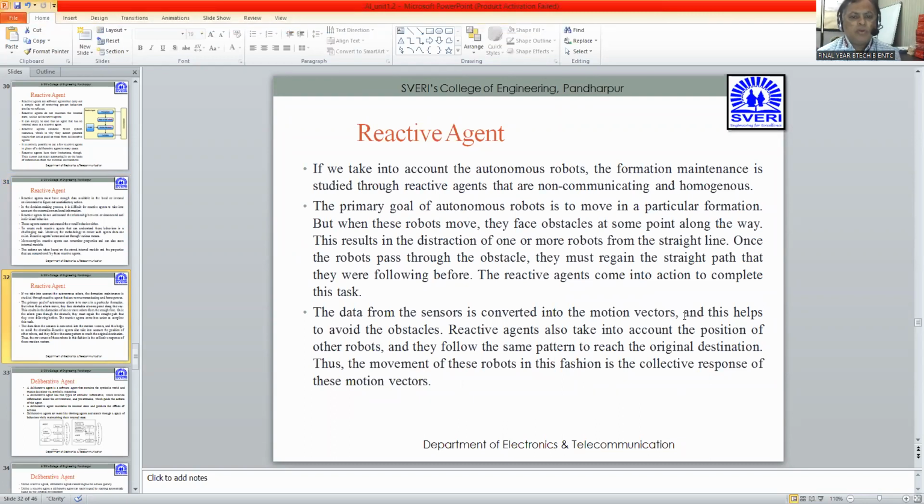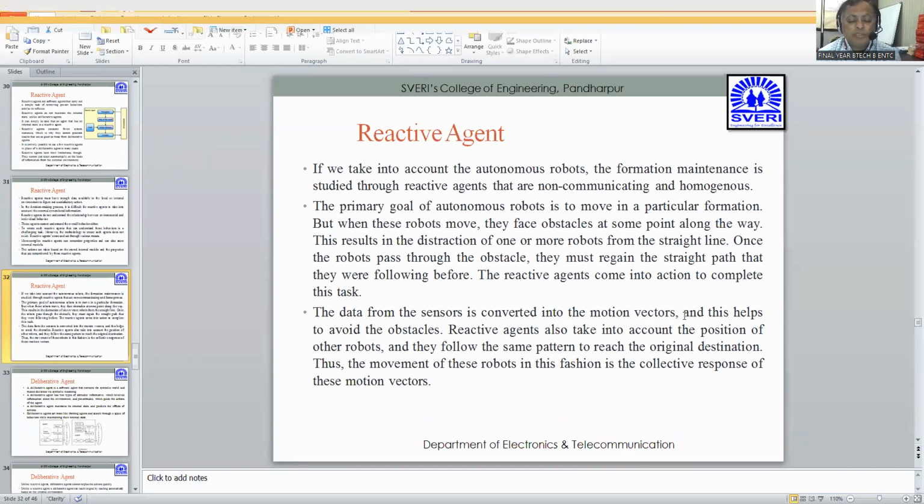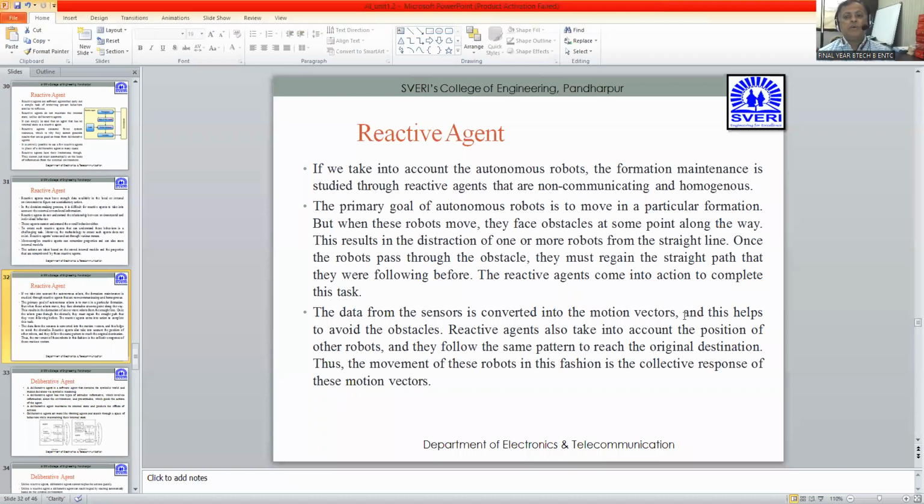If you take into account autonomous robots, the information maintenance is studied through reactive agents that are non-communicating and homogeneous. The maintenance is also studied because it becomes very necessary if there is some issue. For that I should take into consideration the autonomous robots, which do all their work by themselves. So as far as maintenance is concerned, it can also be studied through these reactive agents. The problem arises with agents that are non-communicating and homogeneous. This kind of formation maintenance can also be studied with the help of reactive agents.